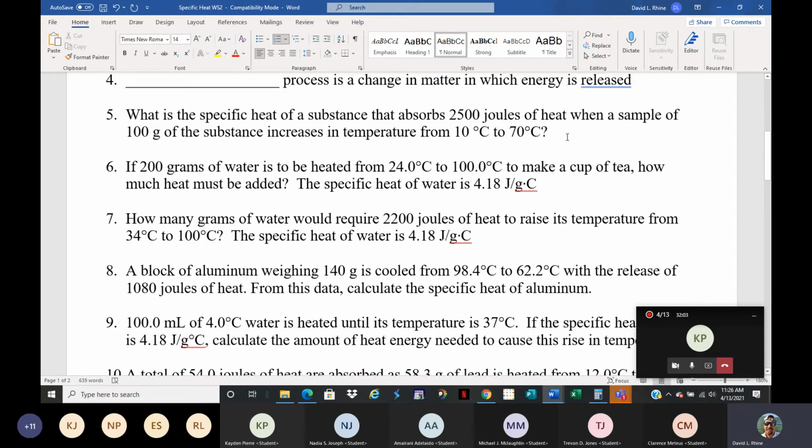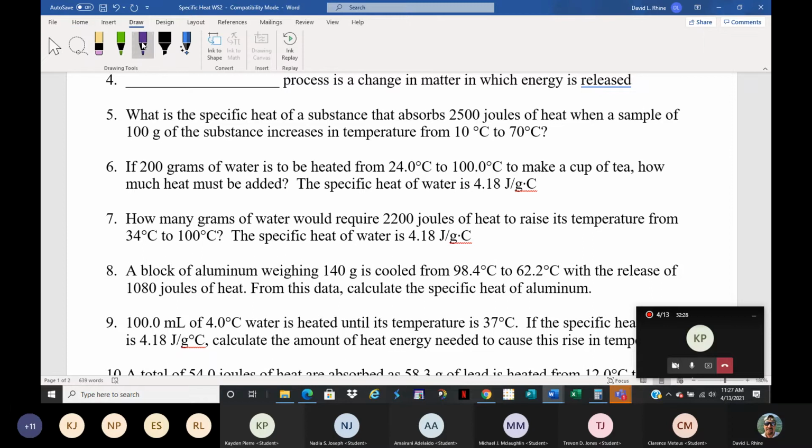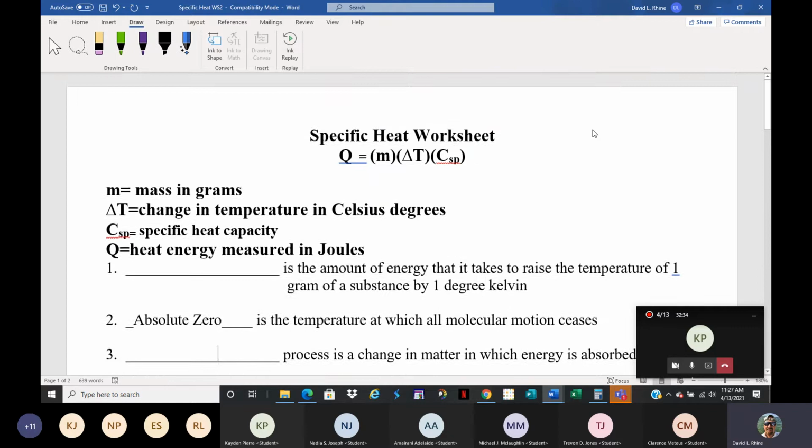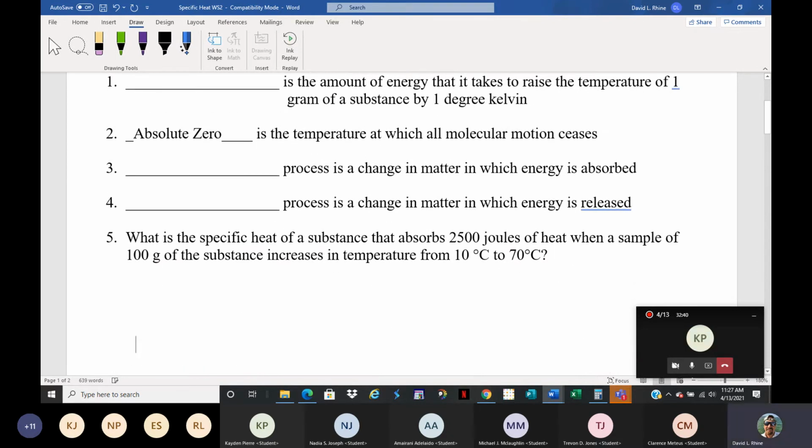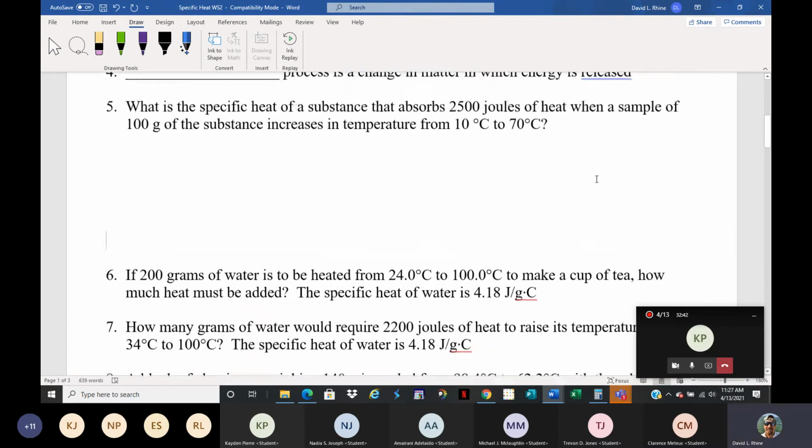All right. So I'm going to go through and work this problem. What is the specific heat of a substance that absorbs 2,500 joules of heat when a sample of 100 grams of the substance increases in temperature from 10 degrees Celsius to 70 degrees Celsius? All right, so this is a straight up MCAT problem. So remember, let's go this way.